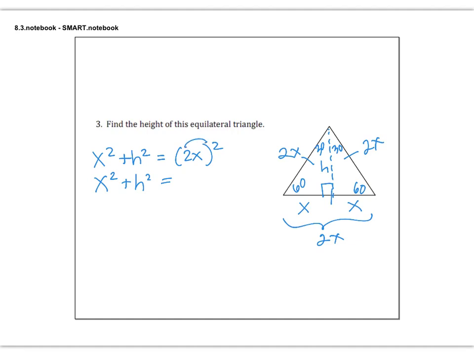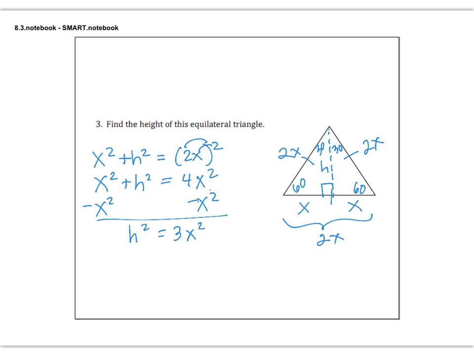2 squared is 4, and x squared is x squared. Now notice we have some like terms. I can get my x squareds together. So if I subtract x squared from both sides, I'm going to be left with h squared on the left. Now 4x squared minus 1x squared will be 3x squared.